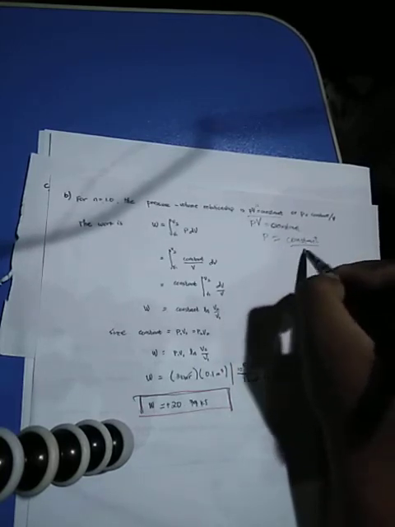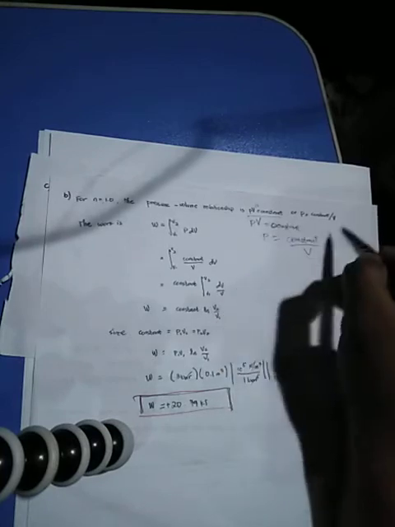Or P, by resolving this one, we have P is equals to constant divided by V. Okay, so yan. Ito yung gagamitin natin. So we have, by using the expression for work, work is equals to integral from V1 to V2 of P dV. So substitute the value of P, we have constant over V multiplied by dV. So ito yung result natin.